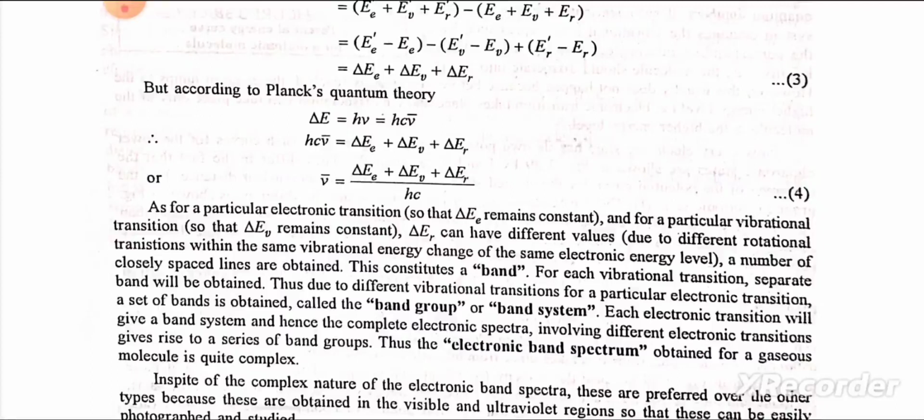For a particular electronic transition, ΔEE remains constant, and for a particular vibrational transition, ΔEV remains constant. ΔER can have different values due to different rotational transitions within the same vibrational energy change of the same electronic energy level. A number of closely spaced lines are obtained. This constitutes a band. For each vibrational transition, a separate band will be obtained. Thus, due to different vibrational transitions for a particular electronic transition, a set of bands is obtained, called the band group or band system. Each electronic transition will give a band system, and hence the complete electronic spectrum involving different electronic transitions gives rise to a series of band groups. Thus, the electronic band spectrum obtained for a gaseous molecule is quite complex.